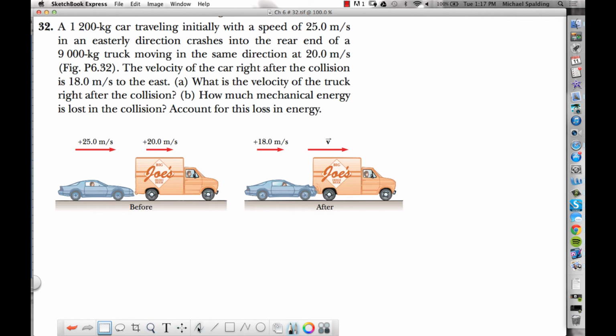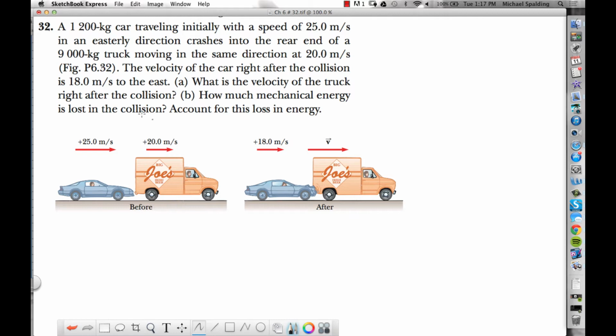All right, so we did this in the lecture, right? But the part we did not cover was figuring out the loss of mechanical energy in a collision. When you have a collision, you cannot say that mechanical energy before the collision equals mechanical energy after the collision, because you lose energy primarily to heat.